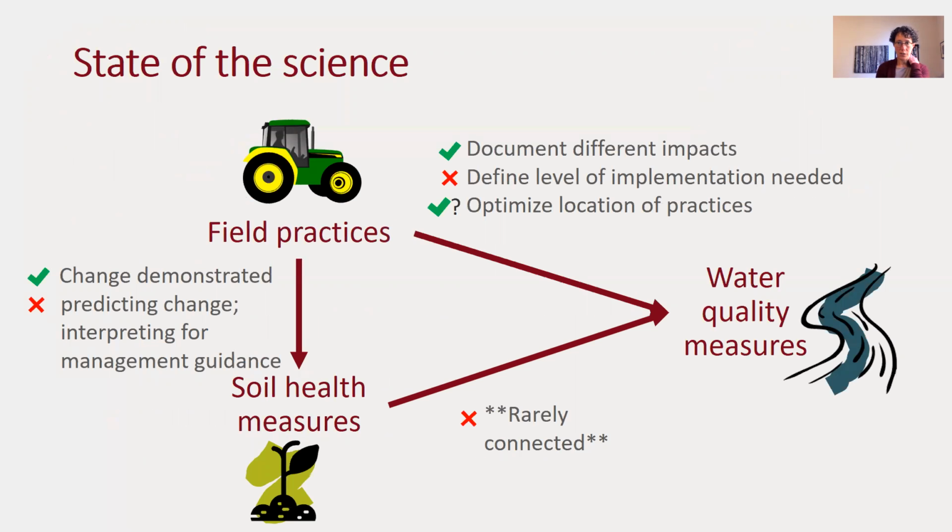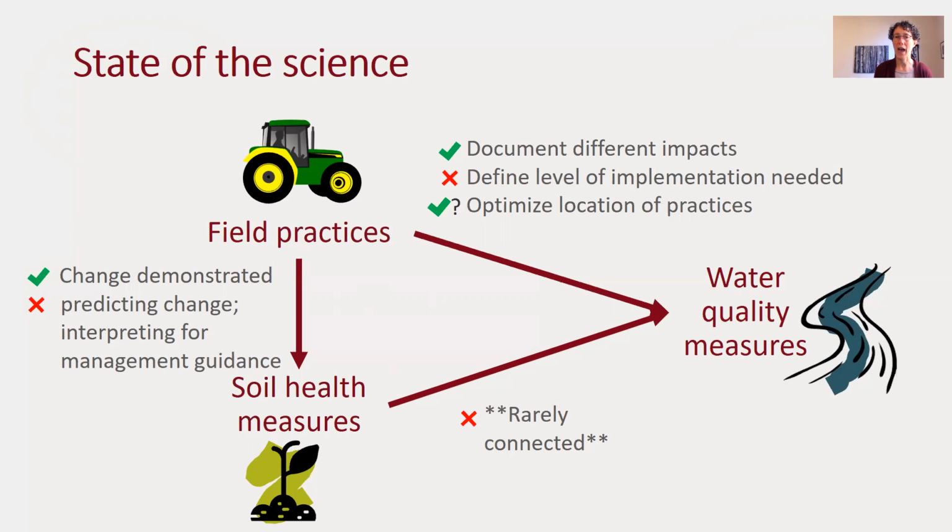So the result of all these research challenges is what I show in this diagram. Starting on that top group of ideas, the relationship between field practices and water quality, we've documented differences in how management systems impact water quality, at least at the edge of fields. For example, we can say that cover crops tend to reduce runoff or increase transpiration or reduce nutrient loss. However, these results are highly variable.